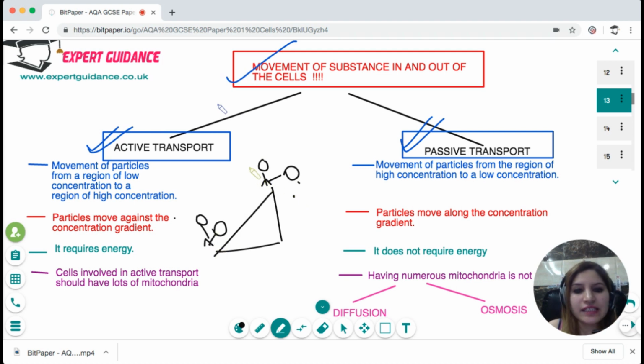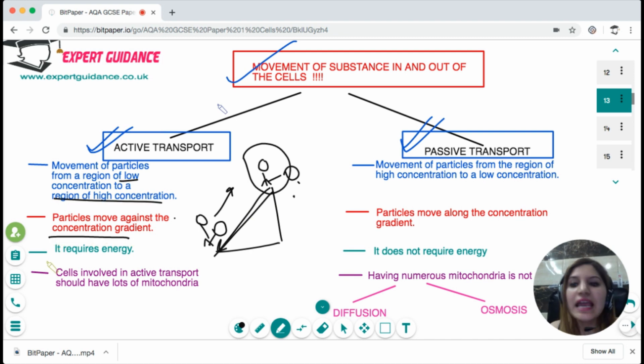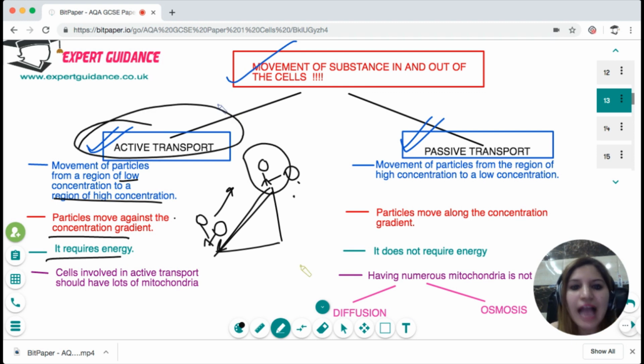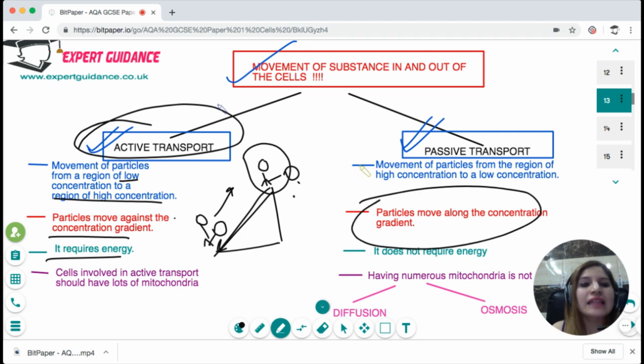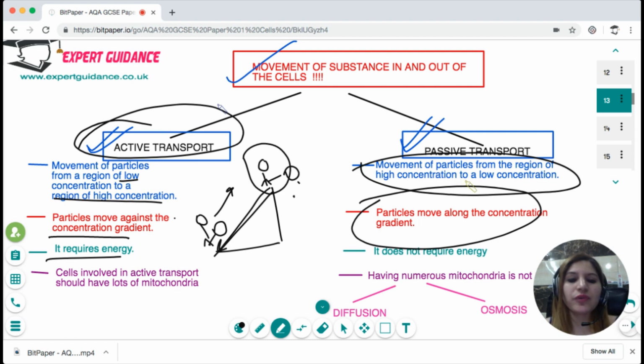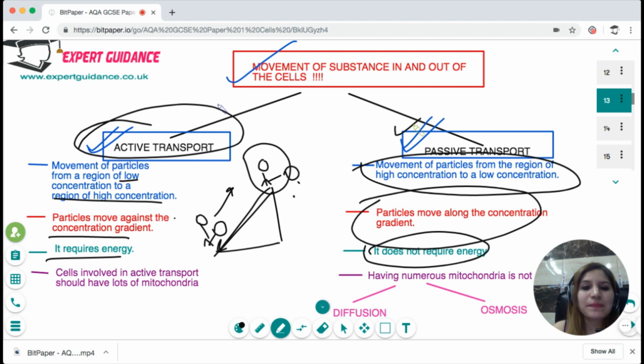Now, it is easier for the one at the top of the hill to send the ball down, and it will not take much energy to send the ball down. But on the other hand, if you send the ball up, you require more energy because it is going against gravity. The same thing happens in terms of transport. Whenever the particles move from a low to a higher concentration, which means the particles move against the concentration gradient, it requires energy, and this is known as active transport. And when the particles move along the concentration gradient, that is from a region of higher concentration to a region of lower concentration without the use of energy, then that is known as passive transport.